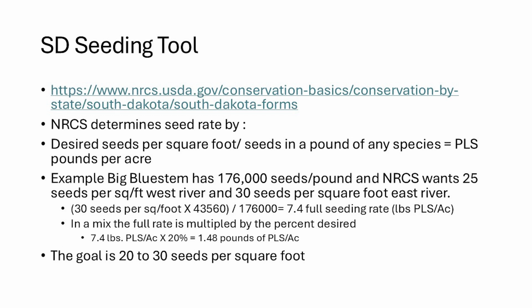So, I got an example up there. If there's 176,000 seeds in a pound of big bluestem, and we want 25 or 30 seeds per square foot, we're going to take that 30 seeds per square foot divided by the 43,560, which is square feet in an acre, and then divide that by that 176,000, and that's going to give us 7.4 pounds of pure live seed per acre for a full rate of big bluestem. Okay? I hope I screwed that up enough for you.